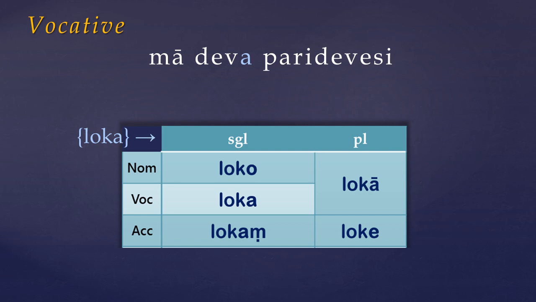Notably, the vocative word never comes first in the sentence, but often comes second. So if we take an example, Mardeva Paridevasi, this means, O king, do not grieve, with the injunction not to grieve addressed to the king.